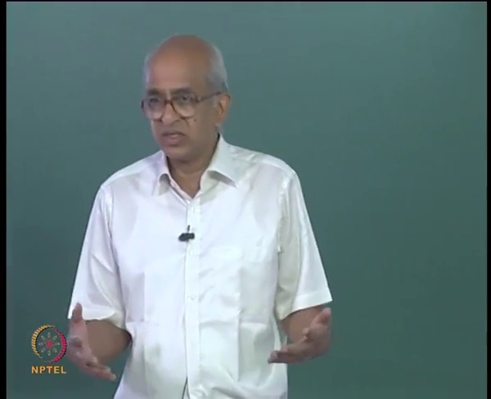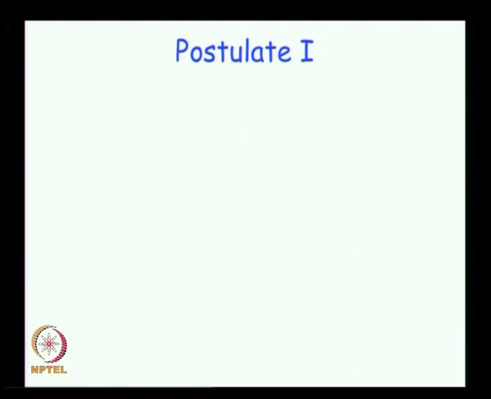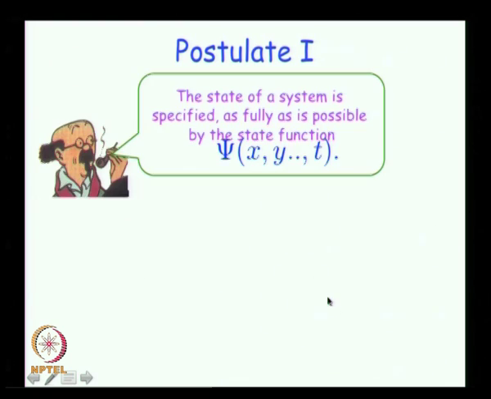Let me remind you of what I did in the last lecture. We were discussing the postulates of quantum mechanics, and as I said, there are 4 postulates. The first postulate is: the state of a system is specified as fully as is possible by the state function, which we denote by the symbol capital Psi.